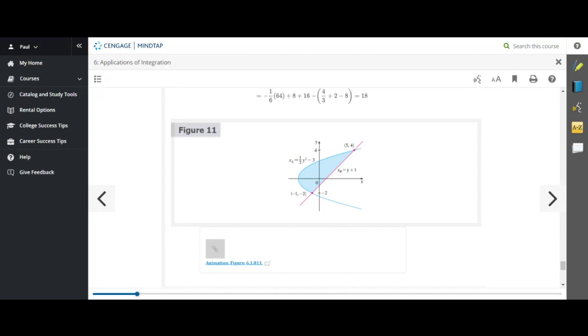Now what they're doing here is they're treating the region, looking at a function on the right and a function on the left. The function on the right is x sub r equals y plus 1. The function on the left is x sub l equals 1/2 y squared minus 3. Now, how are they getting that? Well, let's go to the whiteboard.